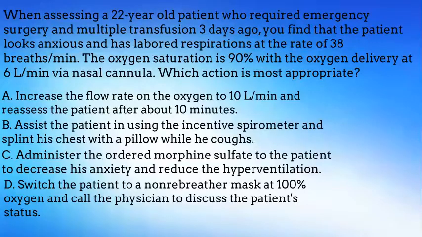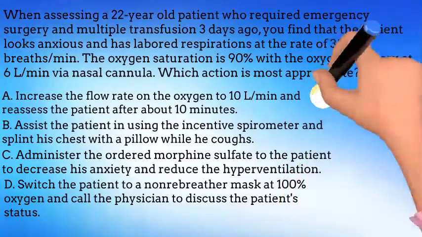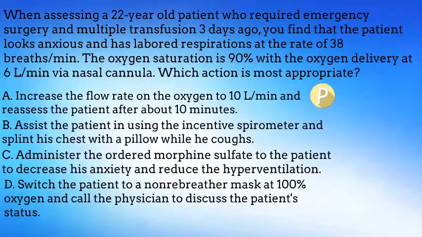Okay, so there's a lot to unpack in this question. There's quite a bit of information, and we could discuss all of the signs and symptoms in this scenario. But let's just see if we can prioritize the answers using our method. Starting with option A, increase the flow rate on the oxygen to 10 liters per minute and reassess the patient after about 10 minutes. So, this is a physiologic option, and it has to do with breathing. It's our only option right now, so we'll go ahead and mark it as a priority and then see if any of the other options would take priority over this one.